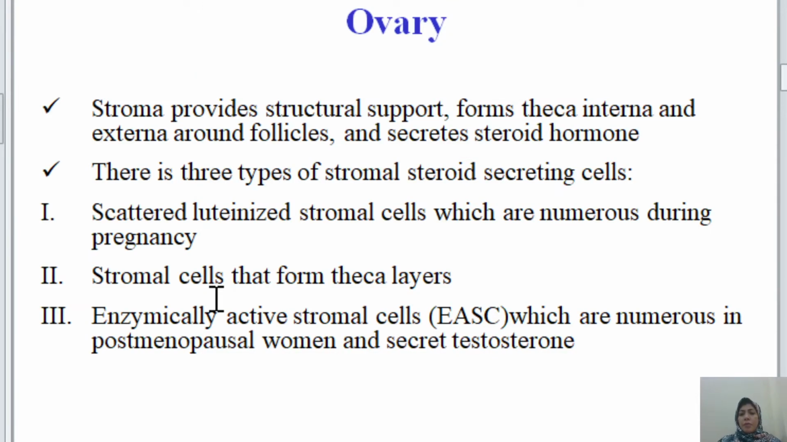Okay, what is the function of the stroma? The stroma provides structural support and forms theca interna and theca externa around the follicles, and it also secretes steroid hormones. There are three types of stromal steroid-secreting cells. The first one is scattered luteinized stromal cells, which are numerous during pregnancy. The second one is stromal cells that form theca layers, and the third one is enzymatically active stromal cells, which are numerous in postmenopausal women and secrete testosterone.